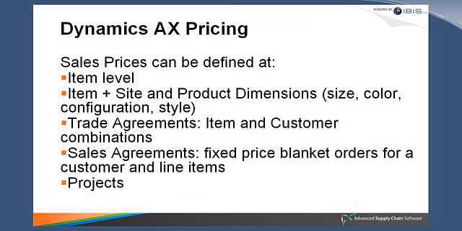So when we talk about pricing in Dynamics AX, sales prices in AX can be defined at the item level. Those are kind of across the board or company-wide sales prices. They might be the equivalent of a list price. Then we can get a little bit more granular and get down to the item, site, and product dimension level. When we talk about product dimensions in AX, we're talking about size, color, configuration, and style.